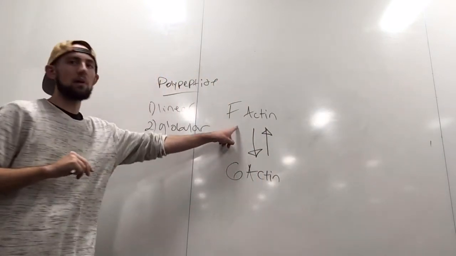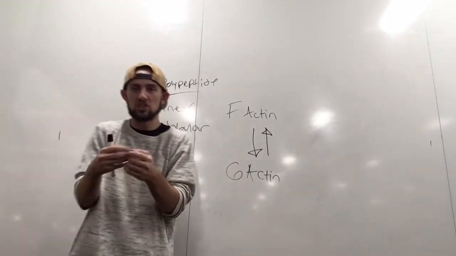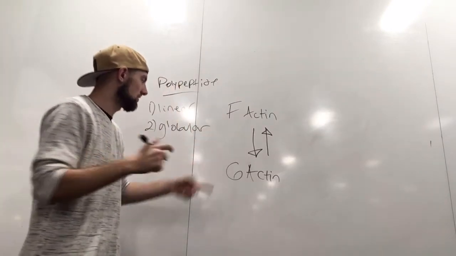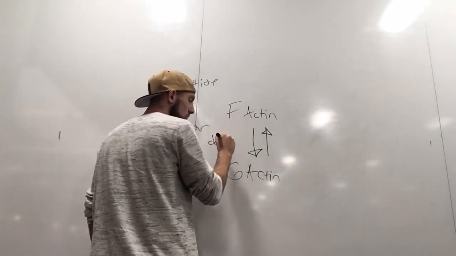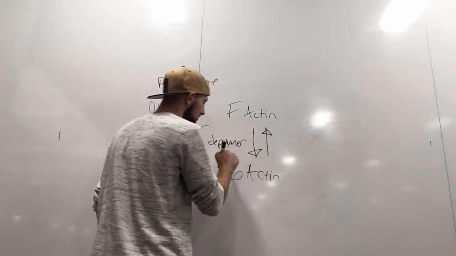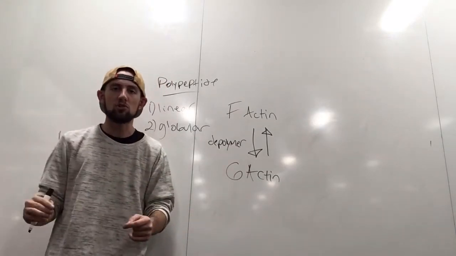Let's say that I'm going from F, which are the filaments, which are the tubes, to globular, which is like globs, obviously broken up filaments. This is called, you guessed it, depolymerization. I'm going to write depolymer. What if I want to turn globular into filament?